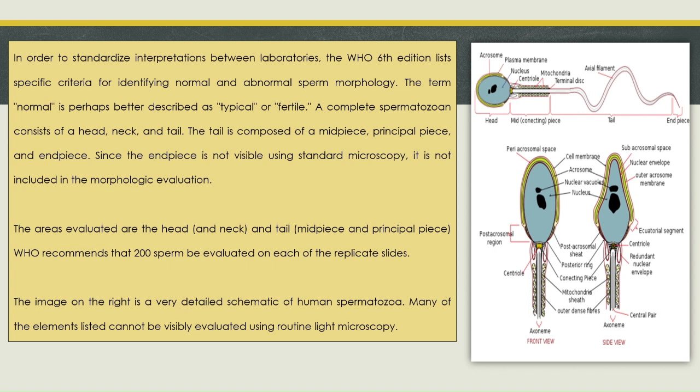The areas evaluated are the head and neck, and the tail, mid-piece and principal piece. WHO recommends that 200 sperm be evaluated on each of the replicate slides. The image on the right is a very detailed schematic of human spermatozoa. Many of the elements listed cannot be visibly evaluated using routine light microscopy.